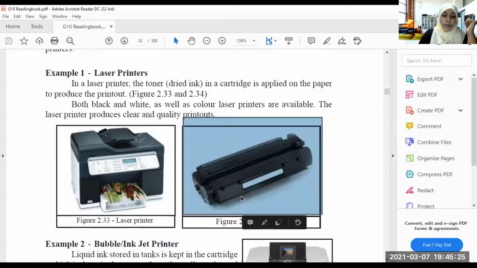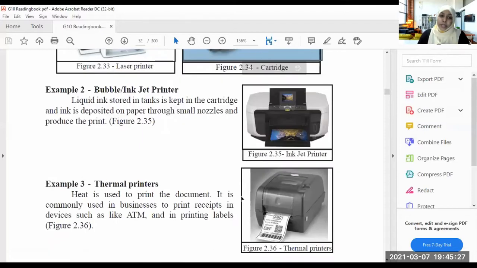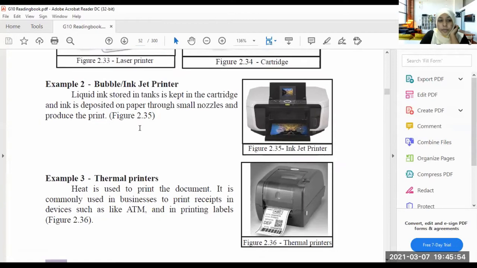Next, the bubble printer or inkjet printer. These printers use liquid ink, and it is stored in the printer itself. We call them cartridges also, right? Cartridge ink is deposited on paper through small nozzles and produces the print. There are some small nozzles, and liquid ink is used in these bubble or inkjet printers.